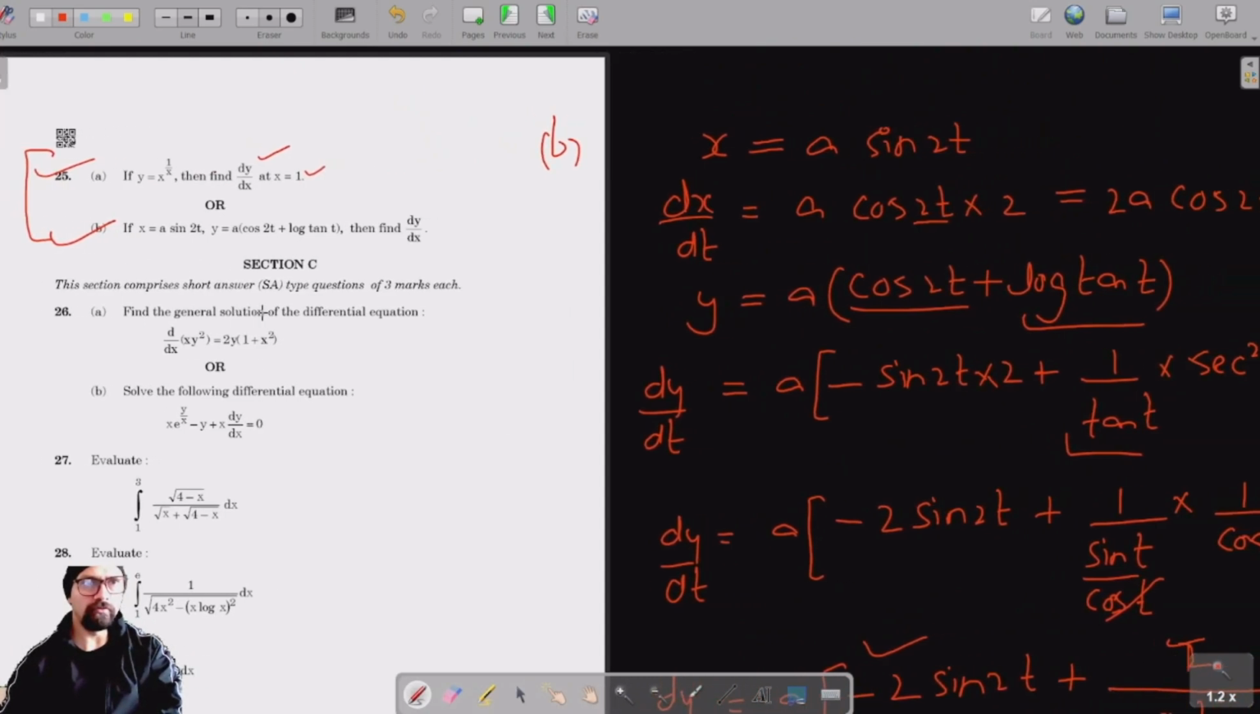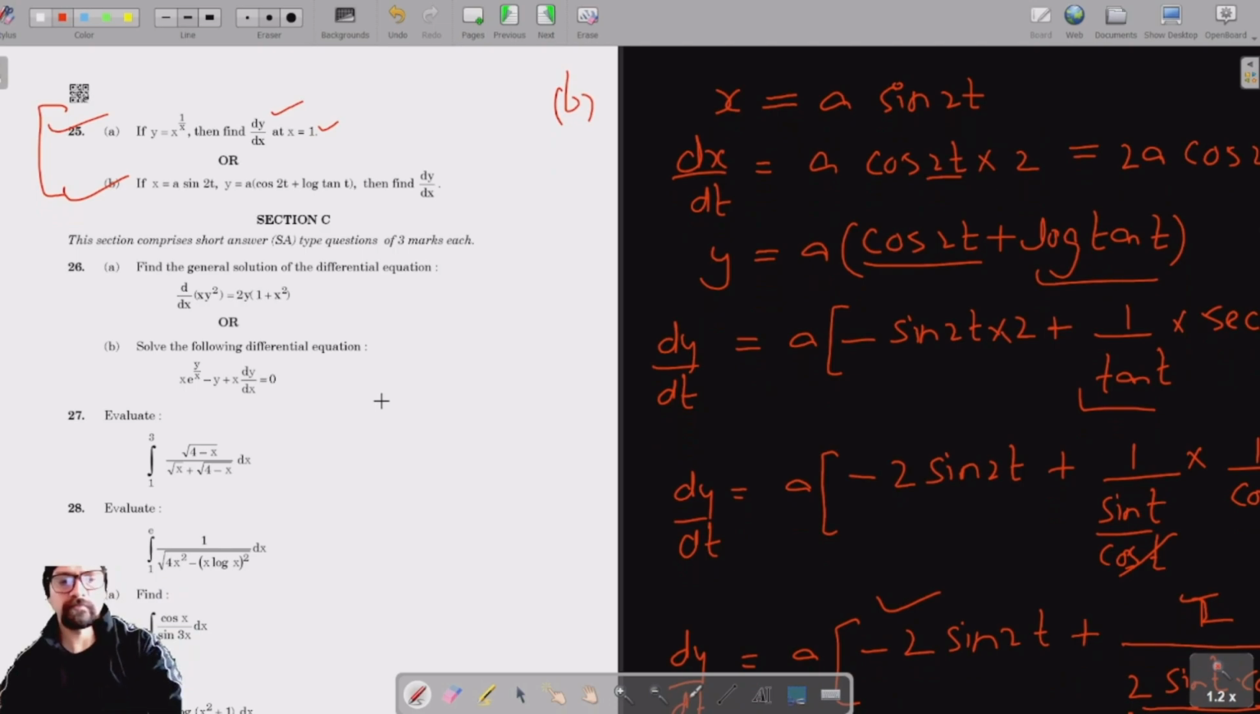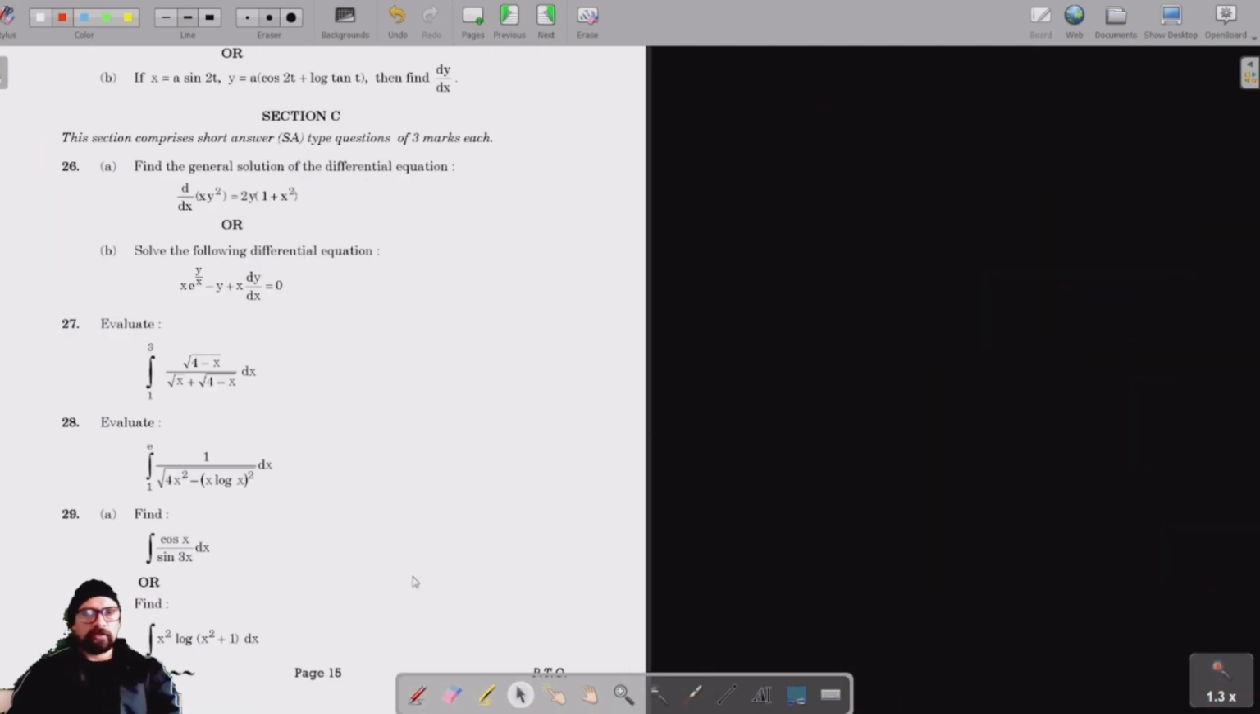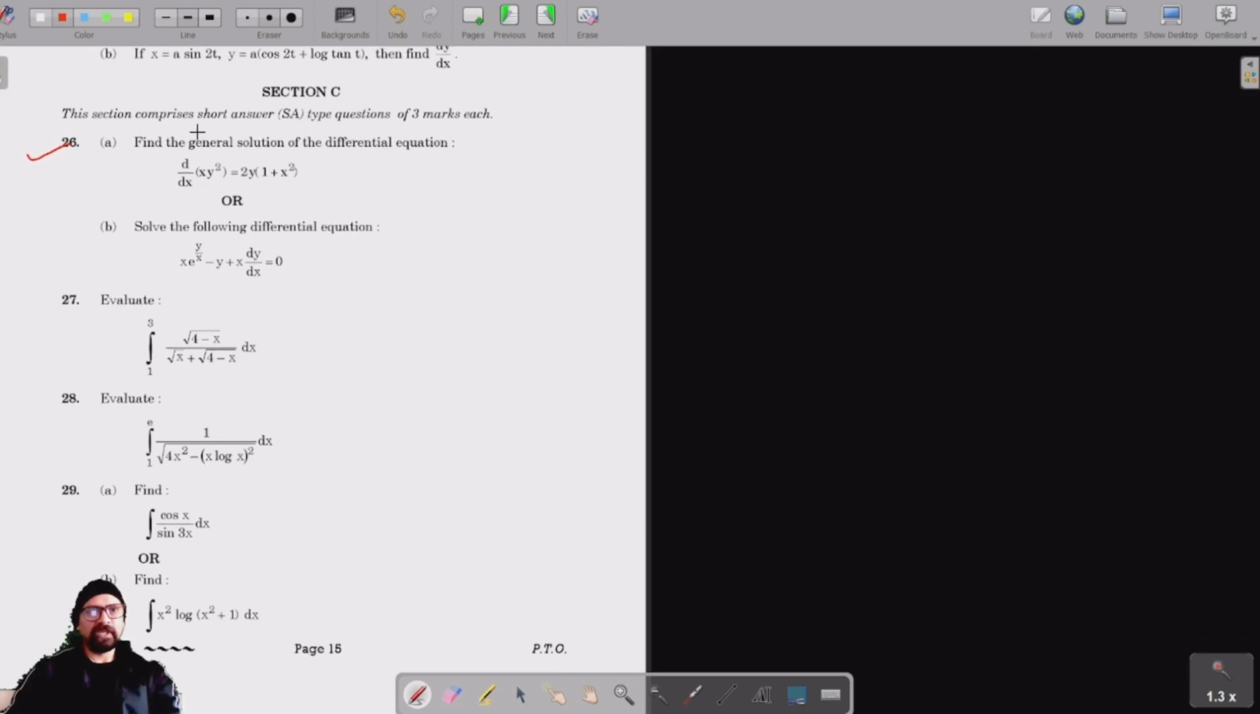Let's move on to section C. For question number 26, we are on section C, and this section comprises short answer type questions of 3 marks each. The first one is we have to find the general solution of the differential equation, and the given differential equation is differentiation of x into y square is equal to 2y into 1 plus x square.